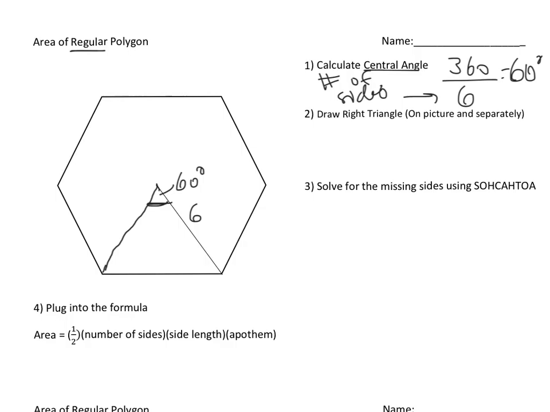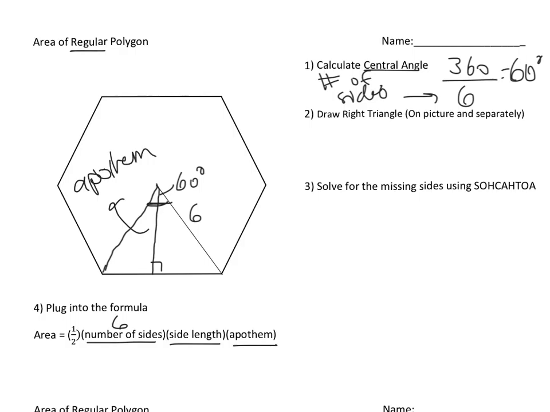But if I drop this height right here, and I know it's perpendicular to the base, this is now a right triangle. Okay, and if you look down at the formula, it says 1/2 times the number of sides, which we know is going to be 6. The side length, which we don't know right now, that would be this side right here. And then it says the apothem. This height right here of the triangle is the apothem. So we don't know that either. So we have to solve for that.